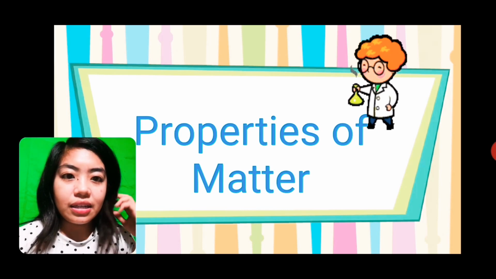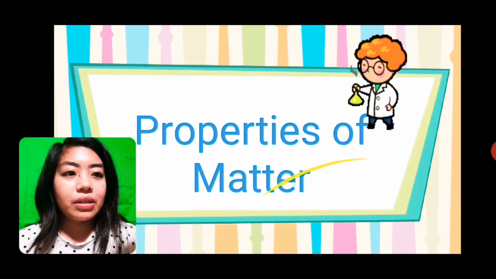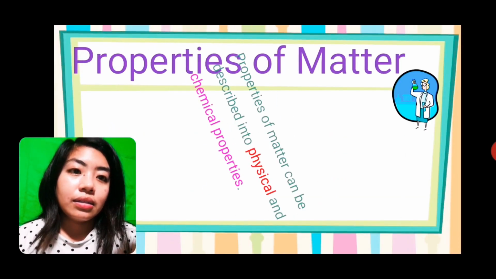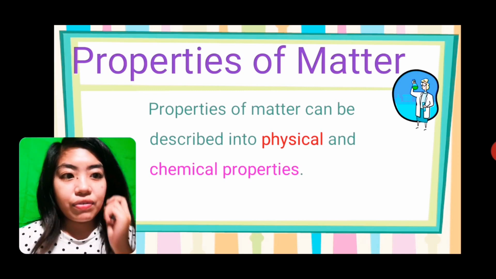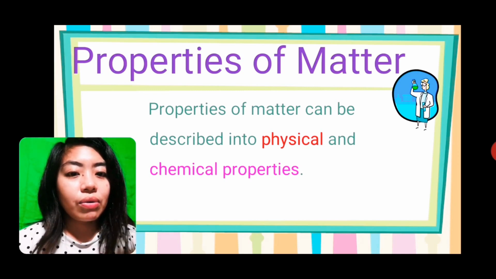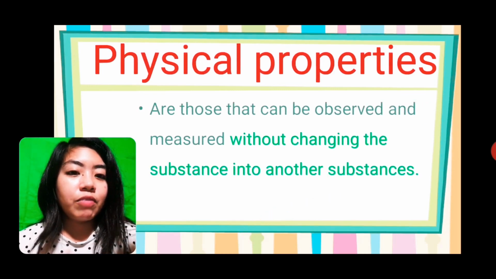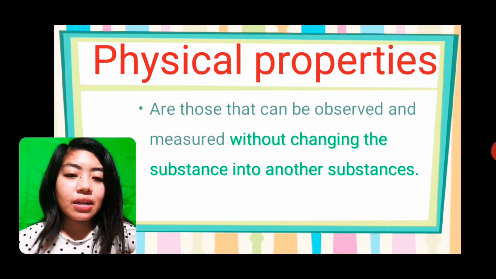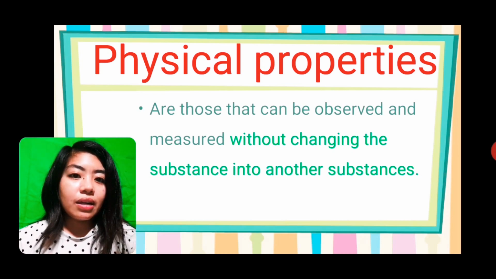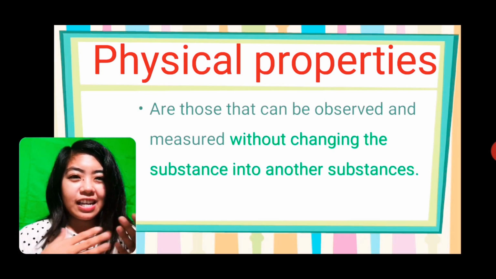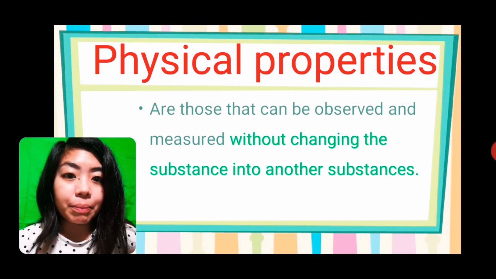Okay, next is proceed na tayo with the properties of matter. So, properties of matter, it can be described into physical and chemical properties. So, ika-classify natin siya sa dalawa. So, pag sinabi nating physical properties, so, those that are observed and measured without changing the substance into another substance. Or, ibig sabihin, kahit anong gawin mo sa kanya, yun pa rin siya. Kunyari, babaguhin mo yung color niya, babaguhin mo yung size niya, still, yun pa rin yung properties na meron siya.